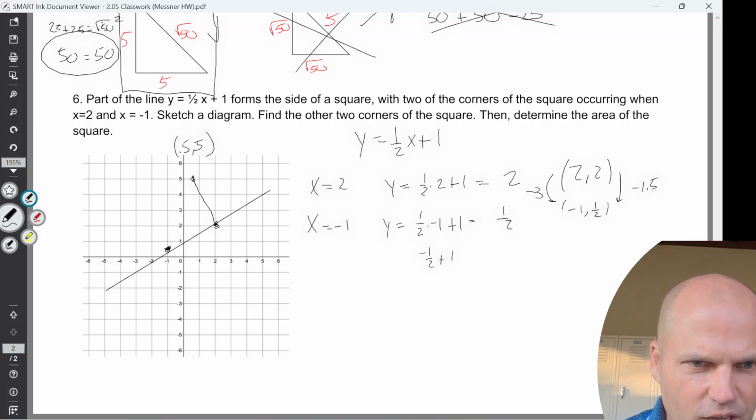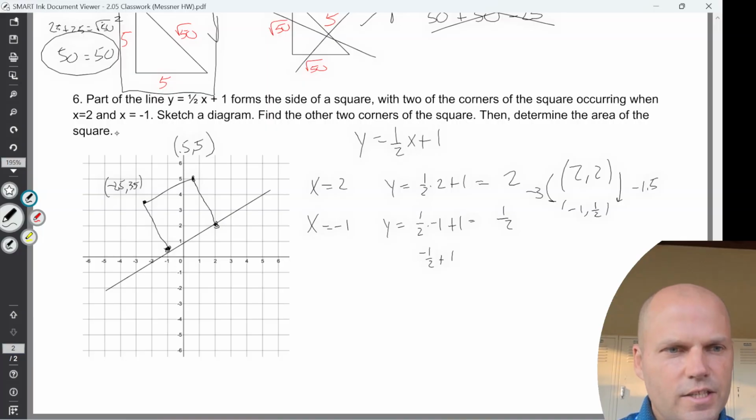And I'll do the same thing here, where I'll go up 3, 1, 2, 3, and I get to the 3.5, and I'll go to the left 1.5. And I get negative 2.5 comma 3.5. Cool. So that's my square.